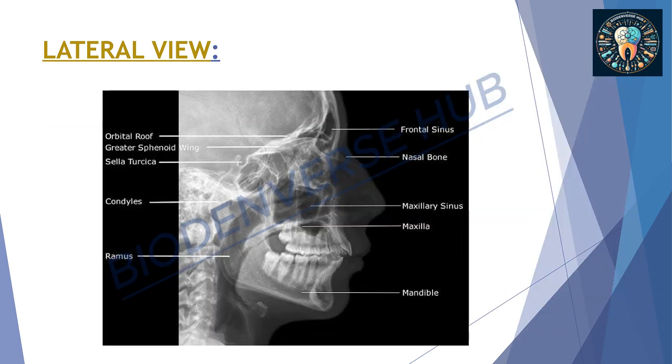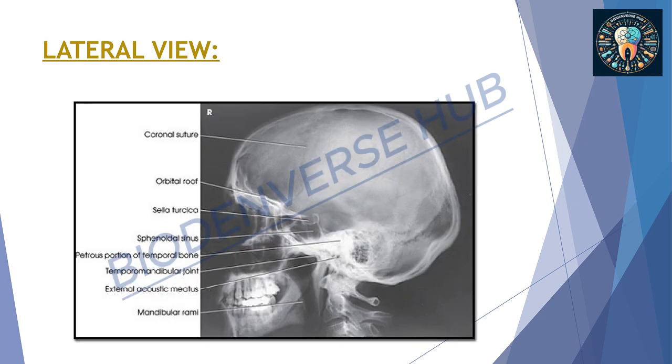Now you need to know the important anatomical structures or landmarks that can be seen on the lateral view, which is given in this radiograph. First of all, the frontal sinus, then the nasal bone, the maxillary sinus, the maxilla, the mandible. Then we can also see the rami, the condyles, the coronoid process, the sella turcica, the greater sphenoid wing, and the orbital roof. So kindly pause the video and go through these landmarks.